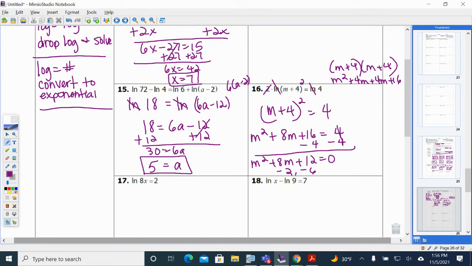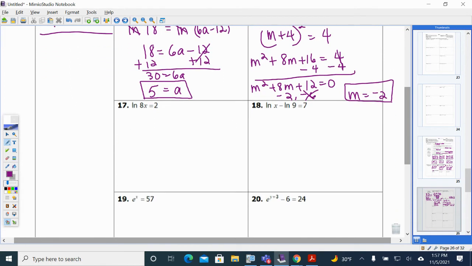But if we go back to the original equation, we look back at the original. If you plug in a negative 2 inside the parentheses, negative 2 plus 4 is 2, that's positive, that's good. But what if we plug in negative 6? What is negative 6 plus 4? Well, that's a negative 2. We cannot take the log or the natural log of a negative number. So negative 6 ends up being extraneous, and m is equal to negative 2 is the only answer there.